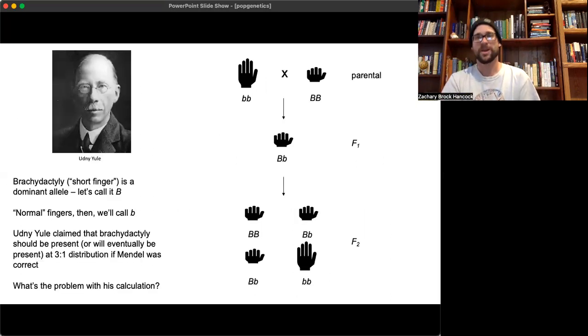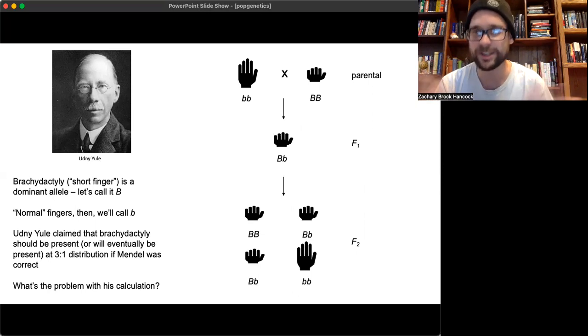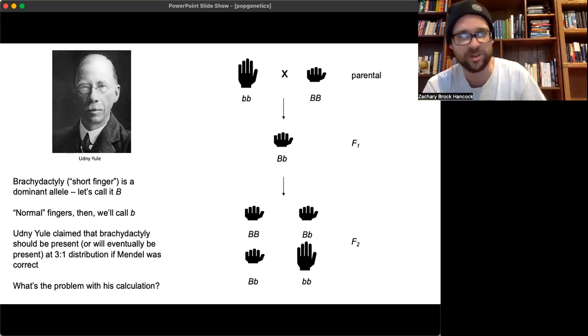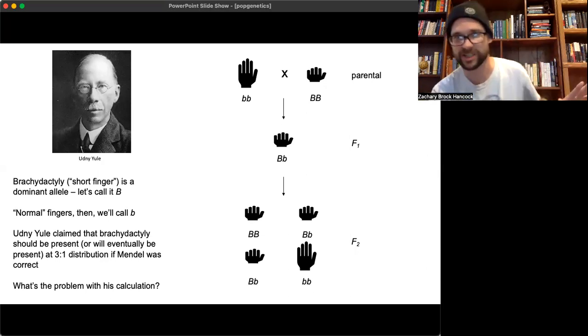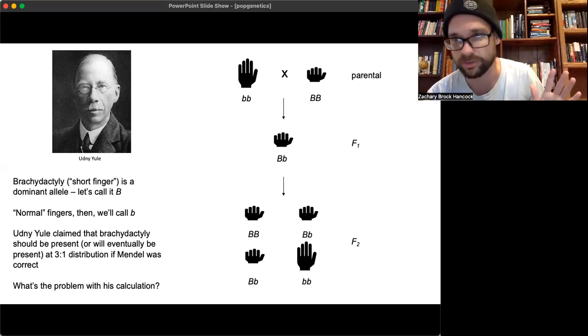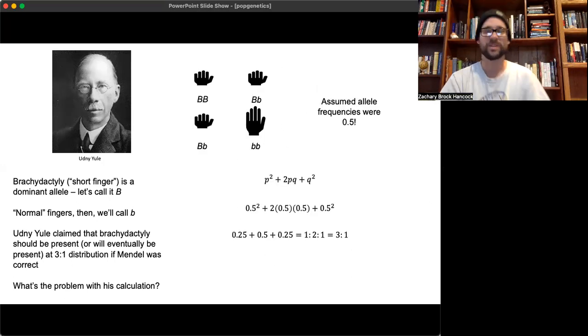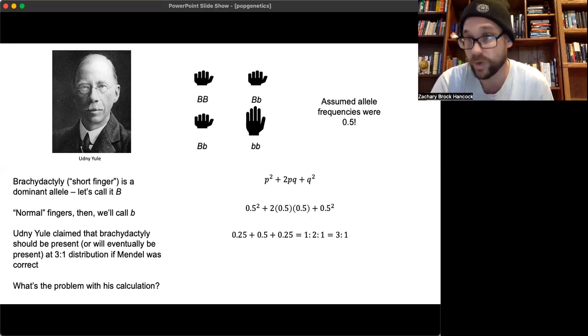Okay, so what's the problem with this calculation? Why did he get this wrong? Why did he punt this question? He seemed like he knew what the answer should be, and yet couldn't seem to figure this one out. And we just did it very simply, and we are nowhere near as smart as Udny Yule could possibly be, okay? Well, he assumed allele frequencies were 0.5. That's why he got this wrong. And you can see this very clearly if you were to plug in allele frequencies that are 1/2, right?